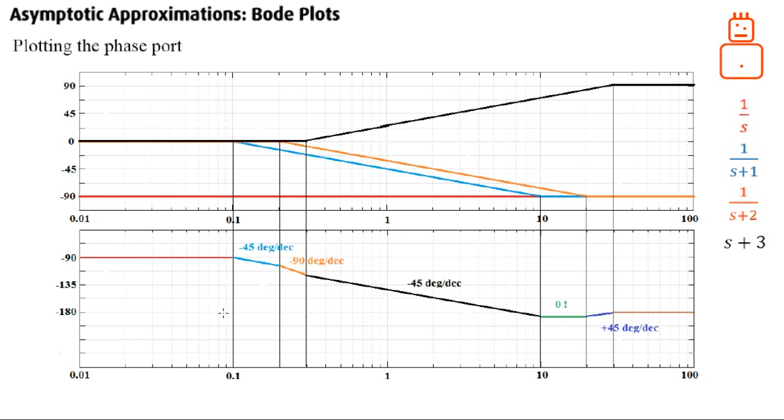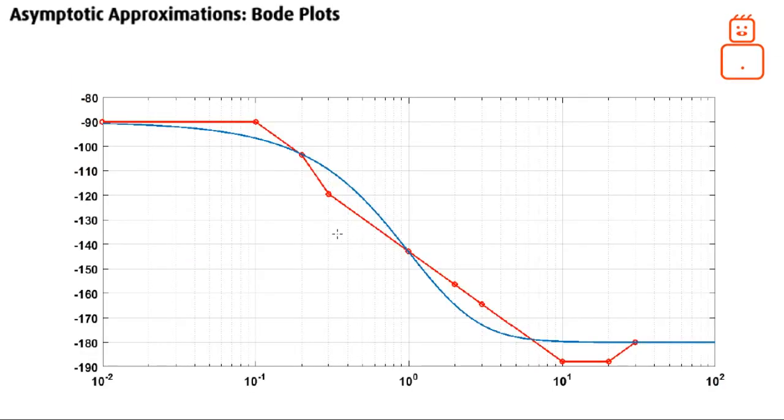This is how you draw the individual phase and then sum them up. Okay, the geek is happy now because we're done with the plot, and will be impressed when we compare the plot against what MATLAB gives us. So see, this is not a very good approximation, but it gives you some idea about the frequency response when it comes to the phase portion. I hope this was helpful for you.